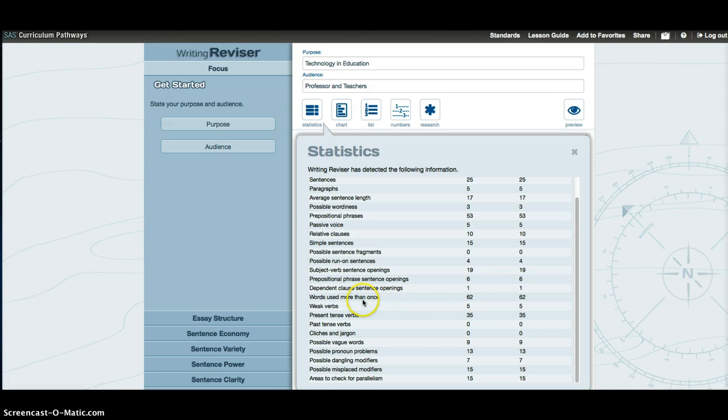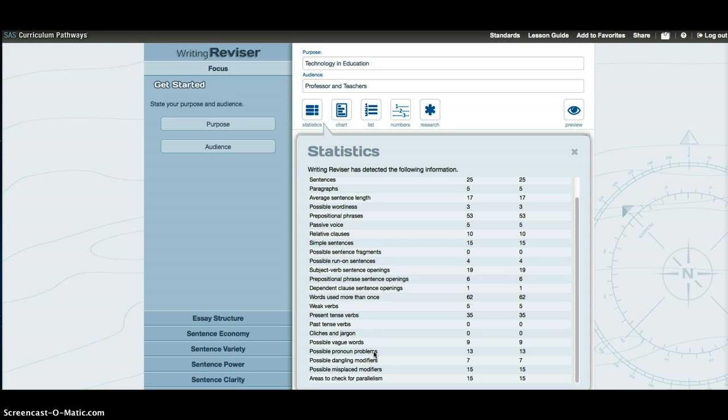62 words used more than once. That's a very important number there, because many of my essays can sound redundant or repetitive. So I think that's interesting how it caught that in the essay structure. So again, when I go back and make changes, that might be something I want to look at. 35 present tense verbs used. It breaks it down: verbs, pronouns, cliches, and jargon.